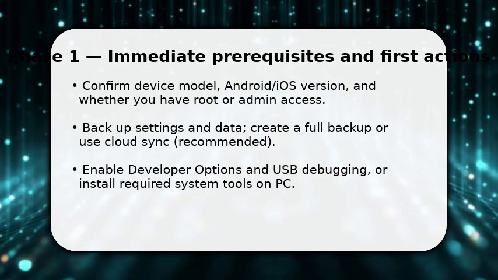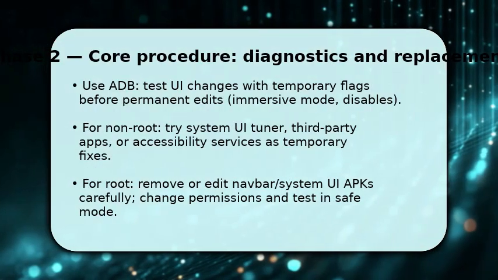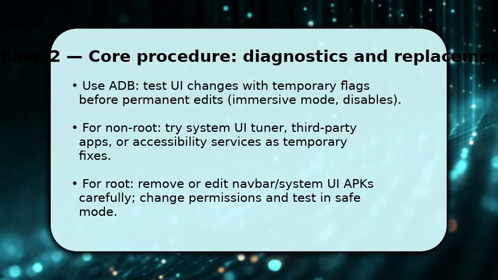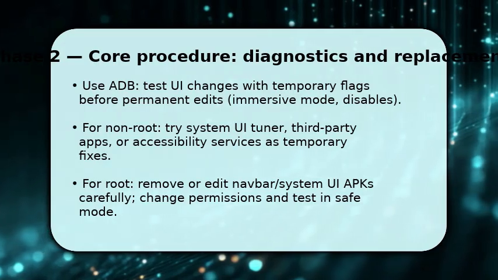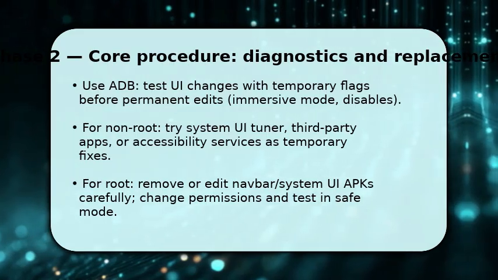You will now perform the middle technical steps to remove the Home button. For non-root devices, enable immersive mode via ADB temporary commands and test third-party apps to hide the nav bar. This shows the effect without permanent edits.